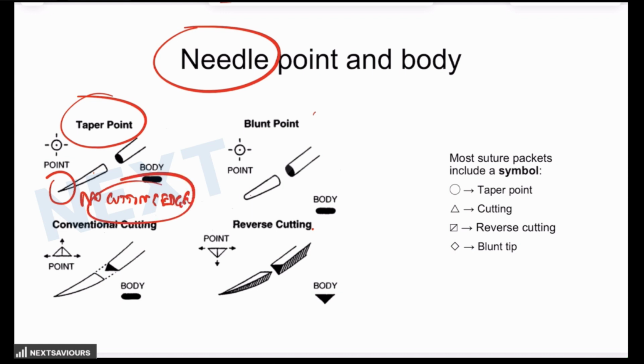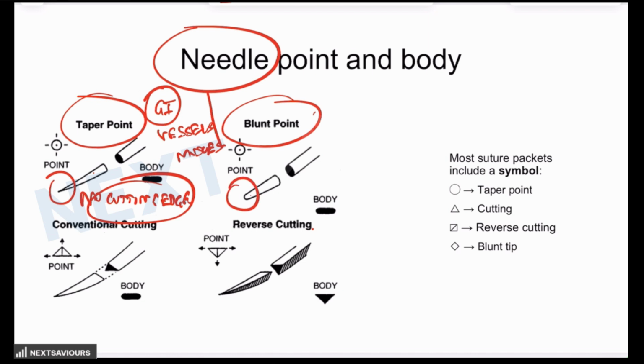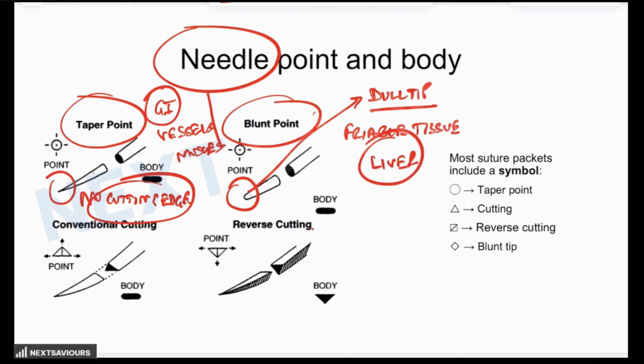Now, this taper point is going to be used for soft tissue closures, like in the gastrointestinal tract, in vessels, or in muscles. Then another one is the blunt point, where the tip is a dull tip. It is not at all pointed. Where is it utilized? Wherever there is friable tissue. Just imagine a tissue like liver. If you drag a sharp needle, there is a possibility of breakdown of the liver tissue. So that is the reason why a blunt needle is used in the liver and in the kidneys.